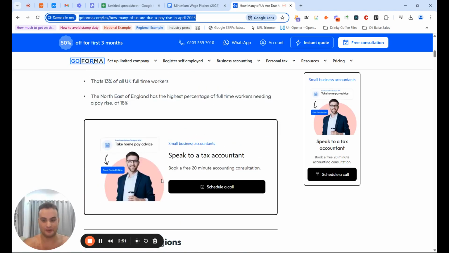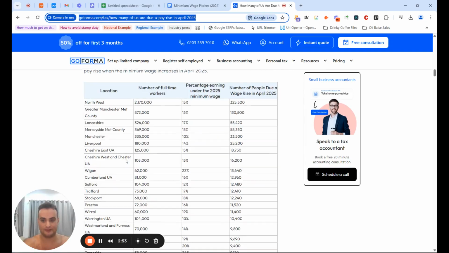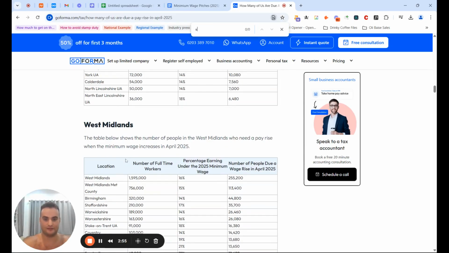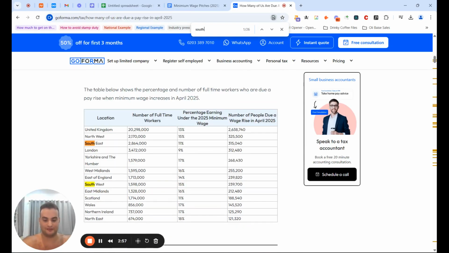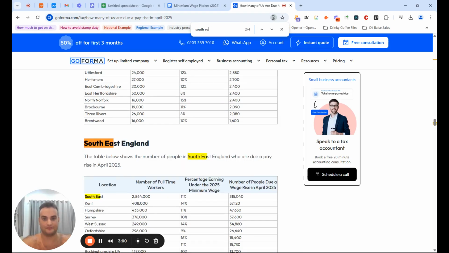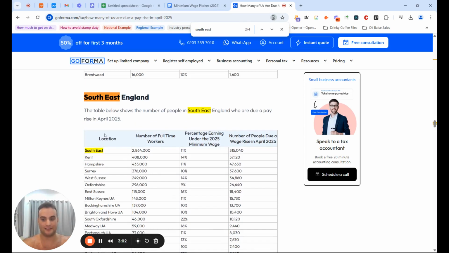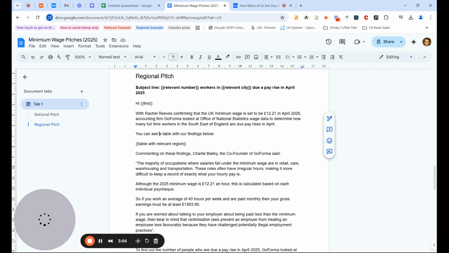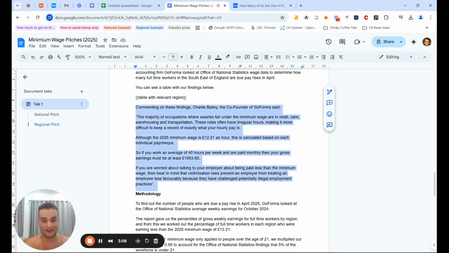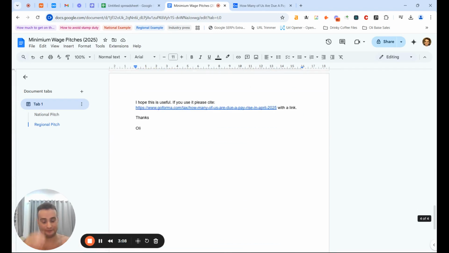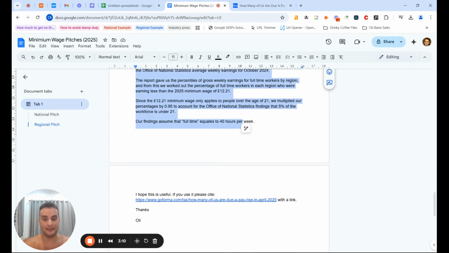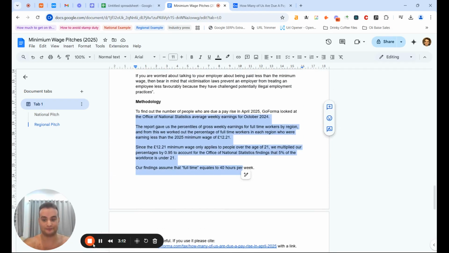So we would have just put, for the southeast of England, I'd have just put that table in there, and then that would change by region. Then it's the same comment and the same methodology, and those are the pitches that I sent.